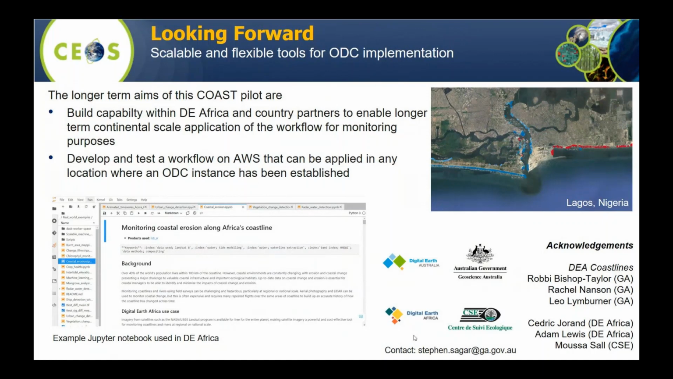And at GA, as part of the COAST program, we really want to develop a workflow that can be quite bulletproof on AWS, so we can start applying it to different instances where there's an open data cube. So perhaps in some other talks today, you might hear about some different data cube instances in the east coast of the US or Pacific Island states. So being able to apply this across these different instances would be really a good outcome for the program.